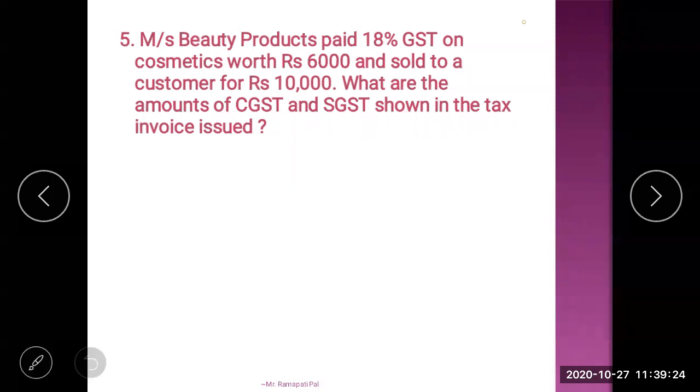Output tax is 18% of 10,000. Now input tax. For input tax is 6,000? Only 6,000? No, 18% of 6,000. That is the answer, na beta? 18% of 6,000. Yes, all of you understood? Bhumi. सुनाई दे रहा है Bhumi? Okay. So input tax is 18% of 6,000.